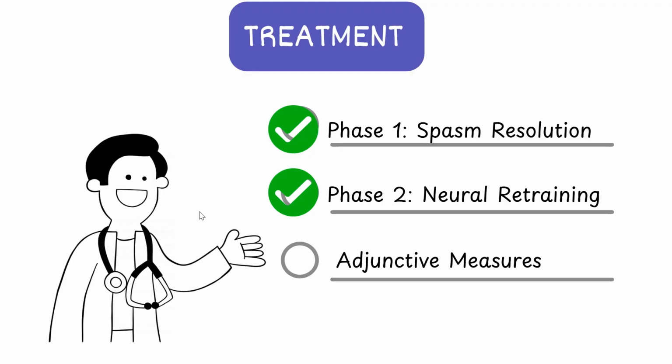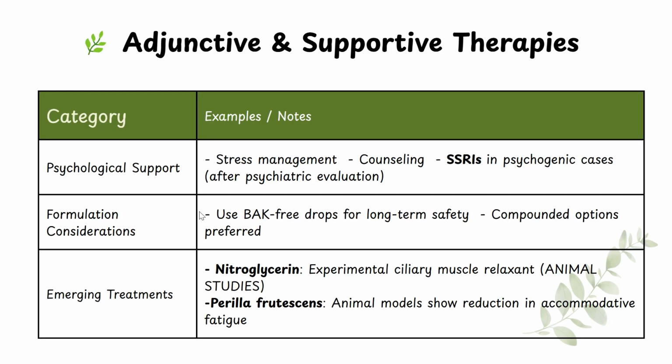Alright, finally let's talk about some of the adjunctive measures here. So adjunctive measures and supportive therapies basically aim at relieving the stress component that might be associated with accommodative spasm. So psychological support is important, stress management, counseling, and also in psychogenic cases with accommodative spasm, after psychiatric evaluation, SSRIs also could be used. And about formulations, as I told you, use BAK-free drops for long-term safety. Compounded options must be preferred.